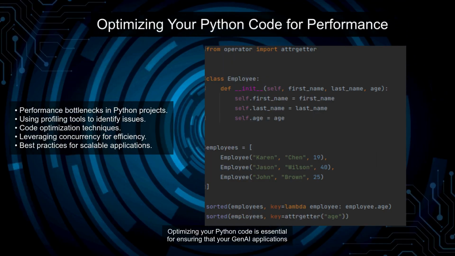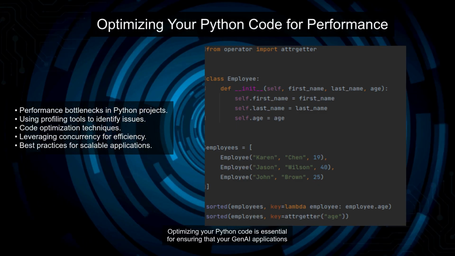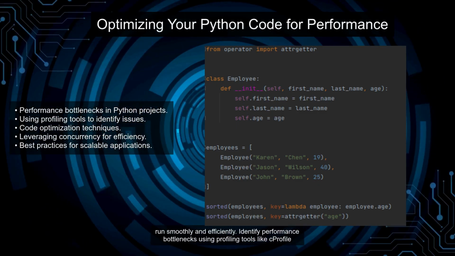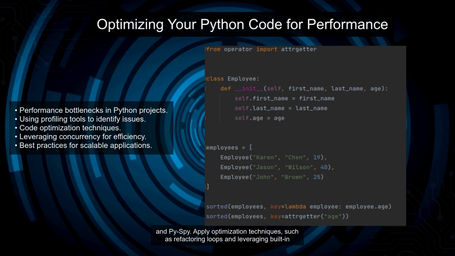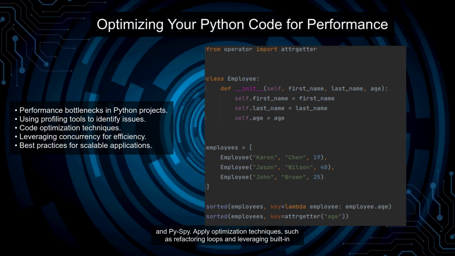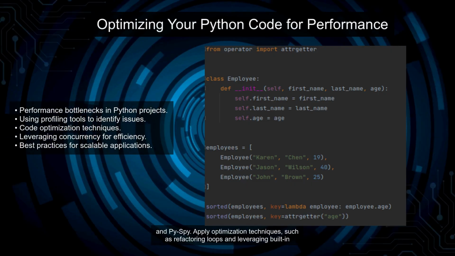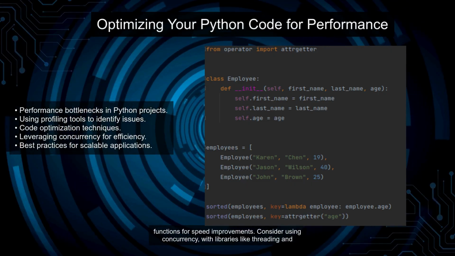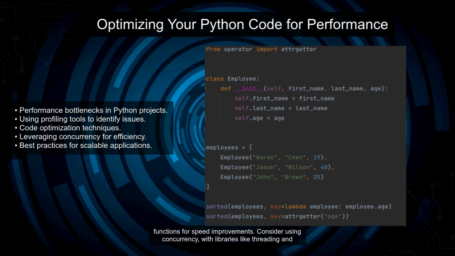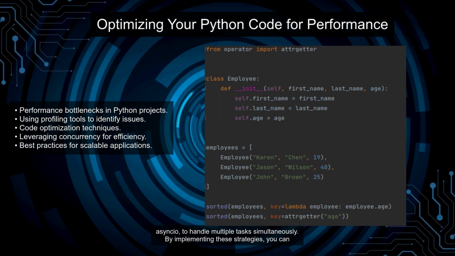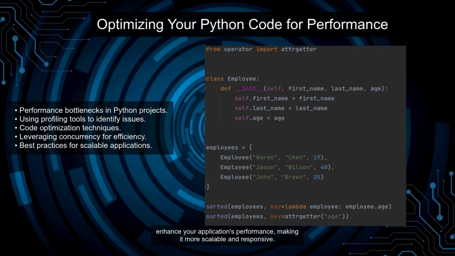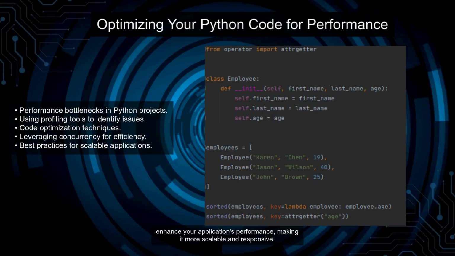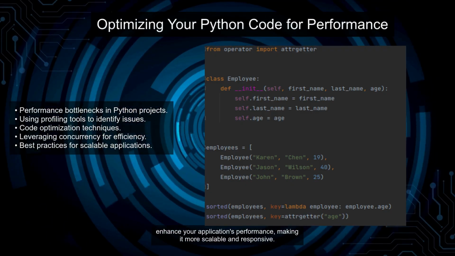Optimizing your Python code is essential for ensuring that your GenAI applications run smoothly and efficiently. Identify performance bottlenecks using profiling tools like cProfile and py-spy. Apply optimization techniques, such as refactoring loops and leveraging built-in functions for speed improvements. Consider using concurrency, with libraries like threading and asyncio, to handle multiple tasks simultaneously. By implementing these strategies, you can enhance your application's performance, making it more scalable and responsive.